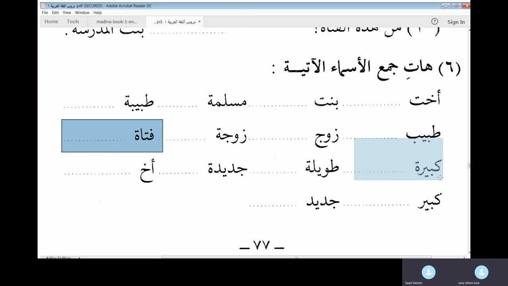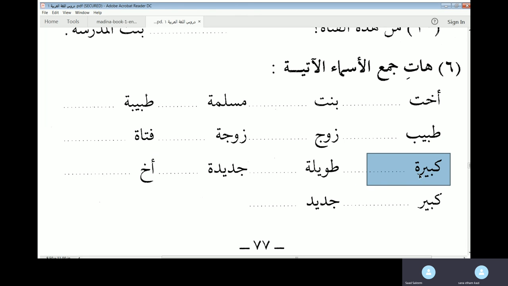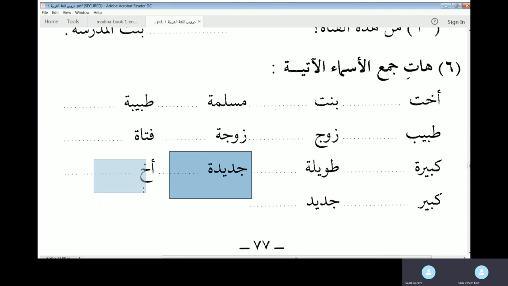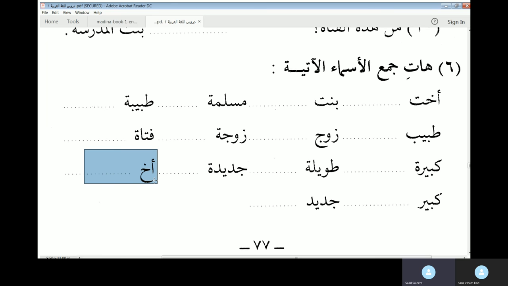Kabiratun. And then Kubarun. Kibarun. Tawilatun means tall, and Tiwalun is plural of Tawilatun. Jadidatun is new, and Jududun plural. Akhun singular, brother. Ikhwatun plural, brothers. And akhawatun means sisters.